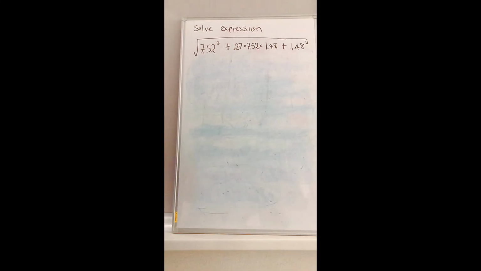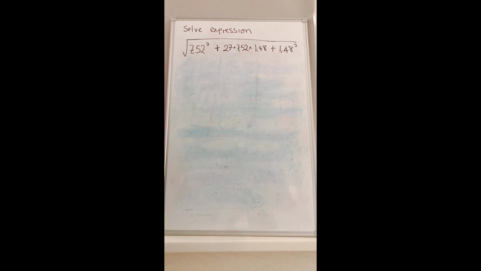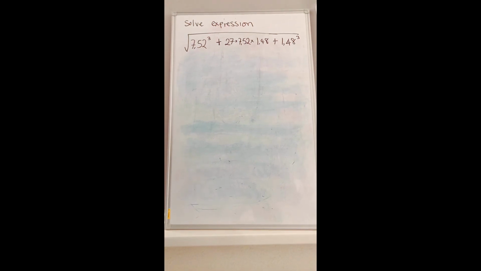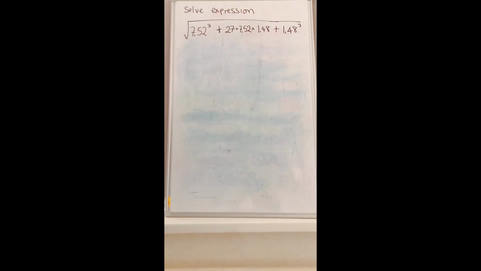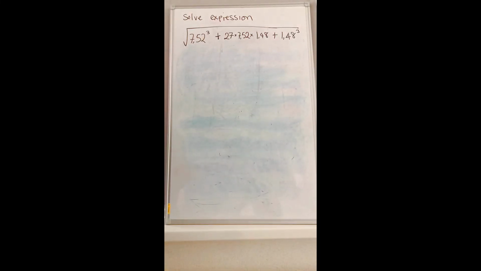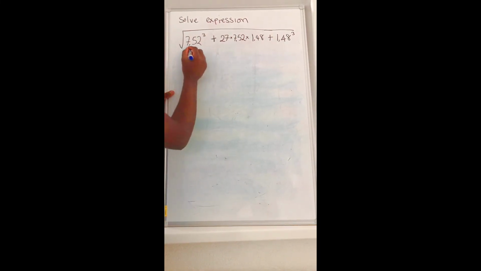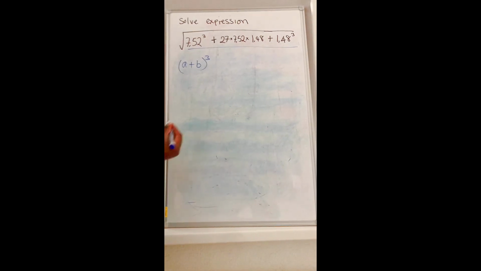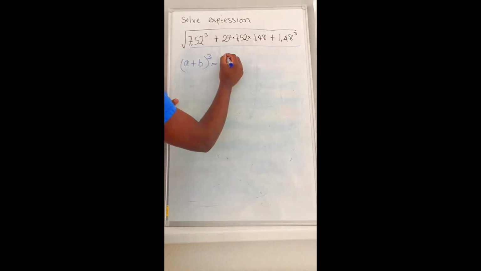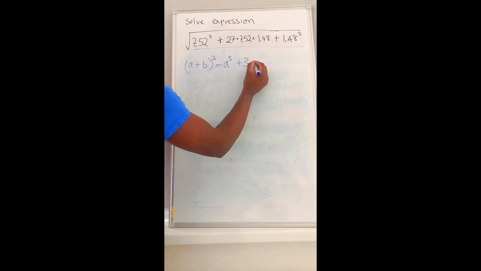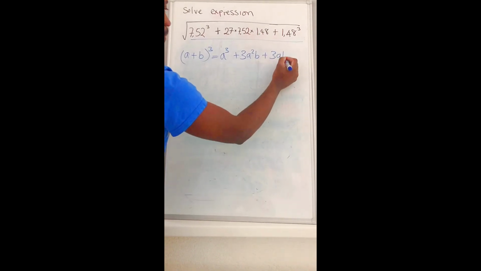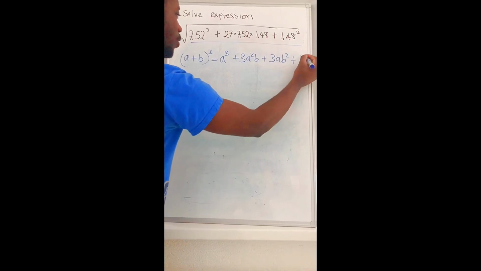Okay, we have another question. It says solve the expression square root of 7.52 cubed plus 27 times 7.52 times 1.48 plus 1.48 cubed. So looking at the 2 cubed, I can say the equation inside here was something like a plus b to the power 3. Which, according to Pascal's triangle, if you were to expand it, it will give you a cubed plus a squared b plus 3ab squared plus b cubed.